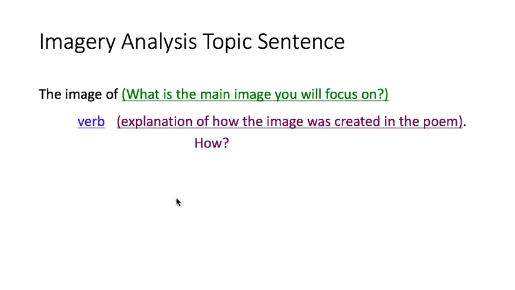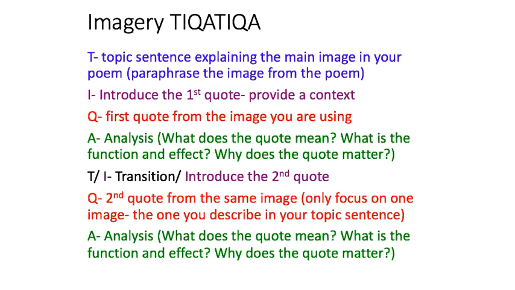You're going to choose one. So you're going to have the image of, you're going to paraphrase whatever the image is that you're going to focus on here, verb, and then you're going to explain how that image was created or why that image is important in the overall poem. For the imagery TIQA, double TIQA, you're going to have your topic sentence. Since you are just picking one single image in your piece, you are going to have 2 quotes from that image. So the first quote and the second quote. Find an image that is more than just one single line, is my suggestion.